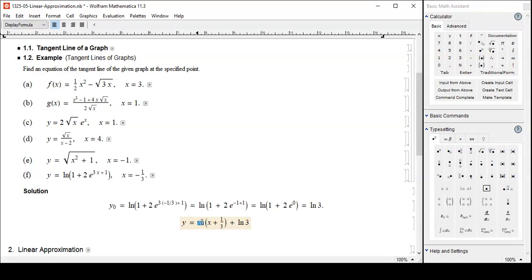Of course, we're not completely done yet because we don't know the slope. Let's see, let's find out the slope. And for that purpose, we have to take the derivative and plug in x equal to -1/3. Let's take the derivative, and that looks a bit challenging because we have a composite function.